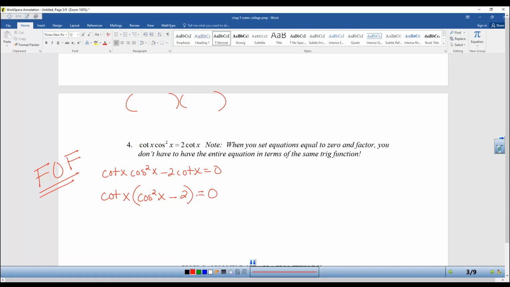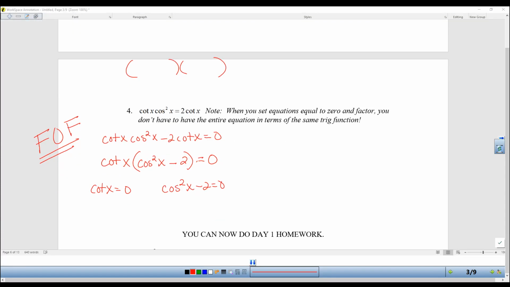Believe it or not, the algebra in this section is actually what gets people more than the whole plus 2 pi n thing. This is a tricky concept, this factoring. So now, like in any other normal equation, you would set both factors equal to 0. And you can solve them independently. Remember that with cotangent, we're going to switch it to tangent. And then we're going to do 1 over 0.